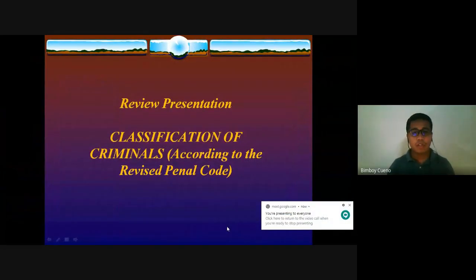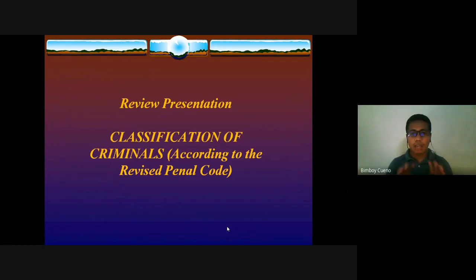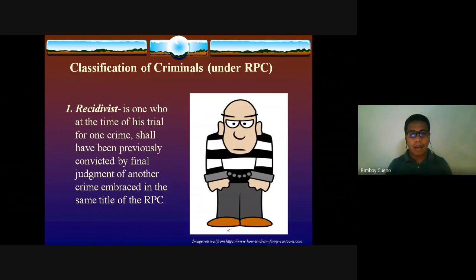There are four classifications of criminals according to the Revised Penal Code. One is recidivism, two is quasi-recidivism, the third one is habitual delinquency, and the last one is habituality or reiteration. So for us to have an equivocal differentiation between the four, we will be arranging each classification according to requirements. We'll start with the first classification, which is recidivism.